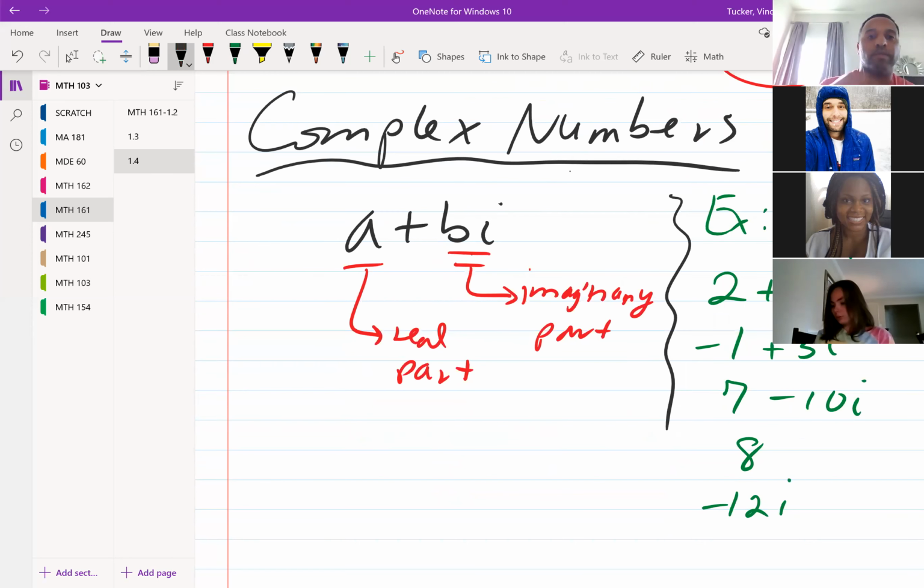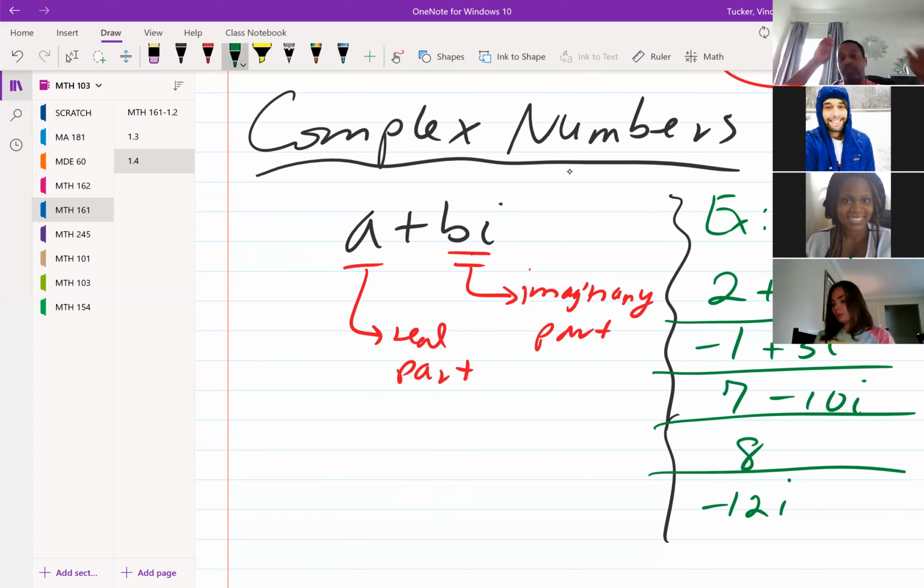All right, so here we have a few examples of complex numbers and how they would look. So 2 plus 5i is a complex number. You have a real part of 2, imaginary of 5. Negative 1 plus 3i, 7 minus 10i. The actual number 8 can be written as a complex number. You could write it as 8 plus 0i. And negative 12i, if you decide to write that, well, that's complex because you have the imaginary part, but that's 0 minus 12i. So the real part is 0.